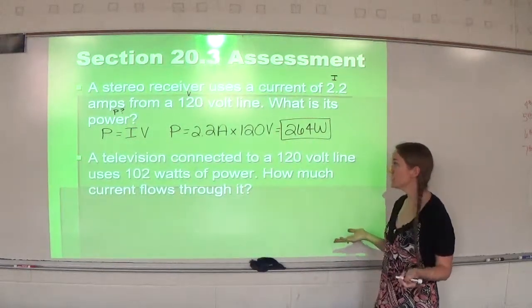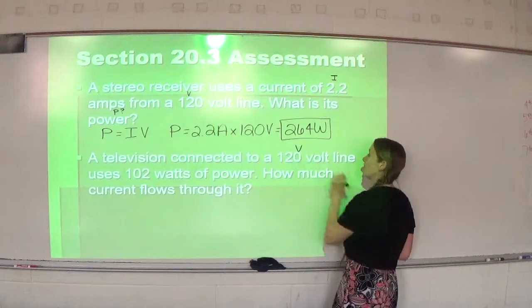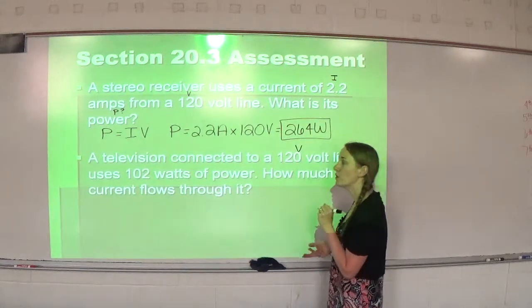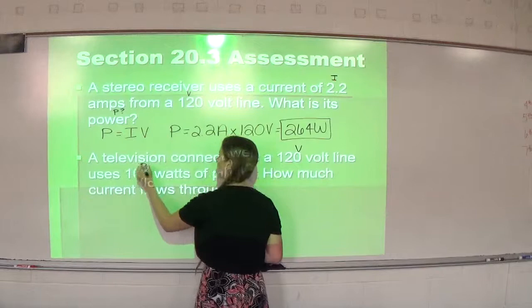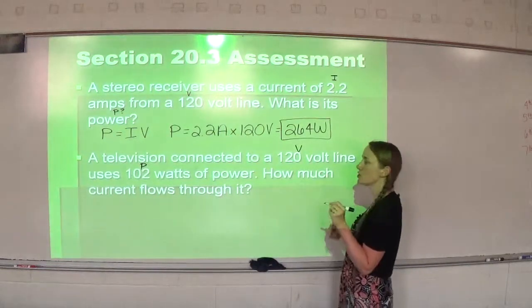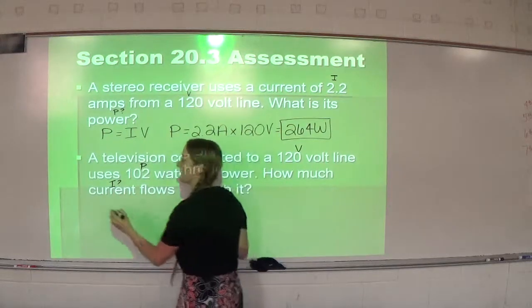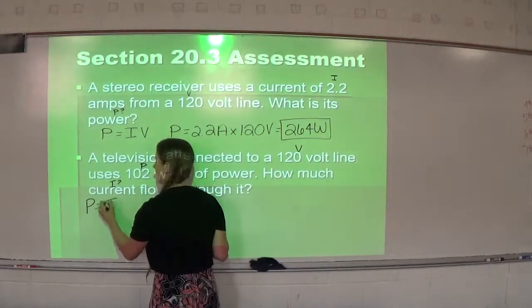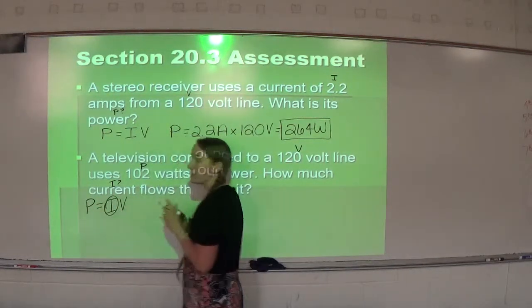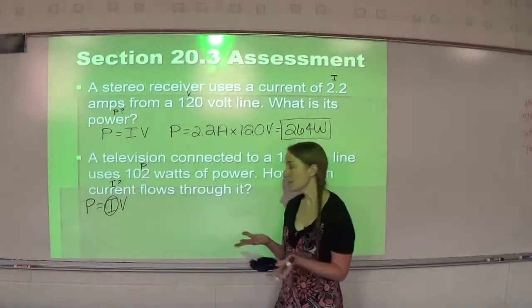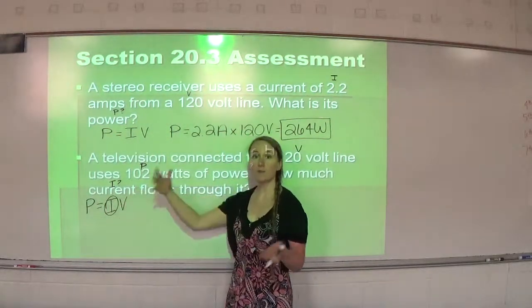So a television connected to a 120 volt line, so there's my voltage, uses 102 watts of power. So there's my power. How much current flows through it? So I'm looking for current, which is I. So I'm going to have to rearrange that formula. So P equals I times V. I want to solve for I, which means I needs to be by itself. So how do I get V on the other side? Well, I do the opposite.